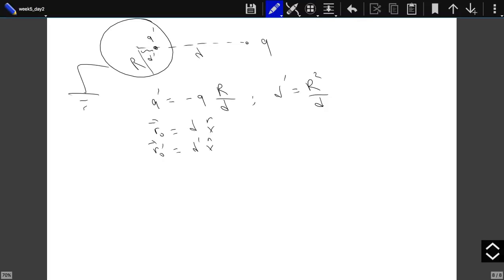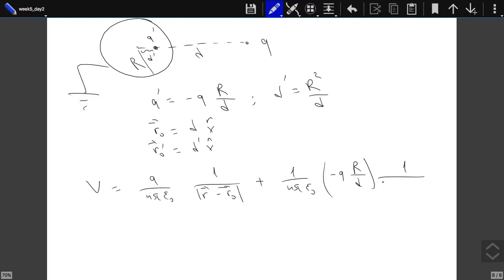Now we can calculate the potential of this configuration. V is equal to Q over 4 pi epsilon 0, 1 over |r minus r0|, plus 1 over 4 pi epsilon 0, Q prime, which is minus Q R over D, times 1 over |r minus r0 prime|.